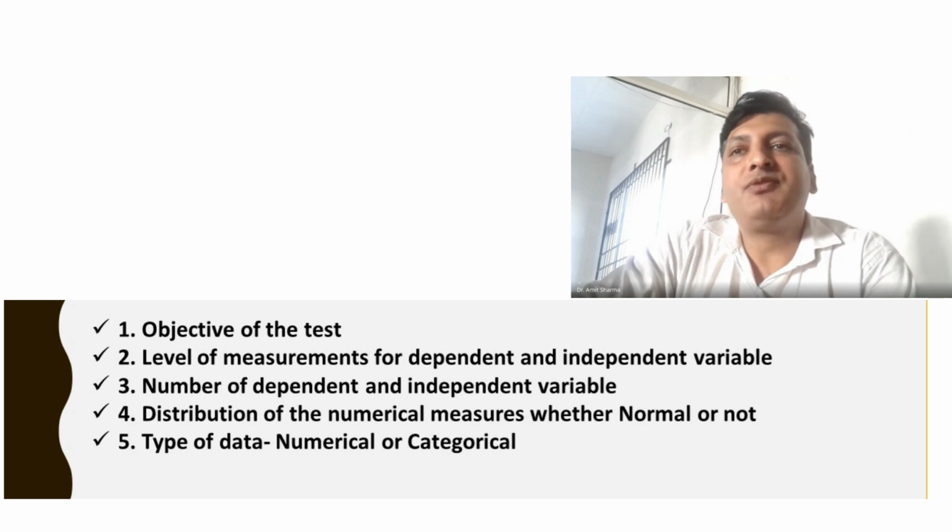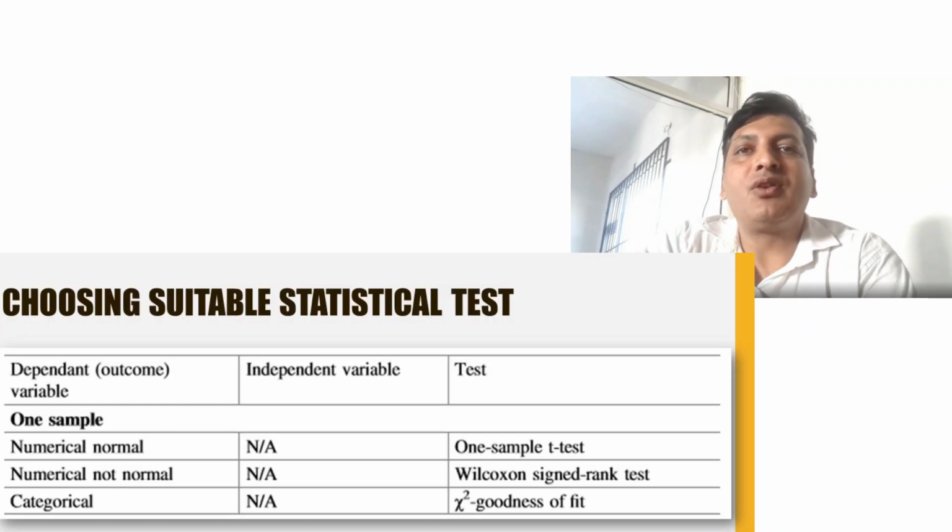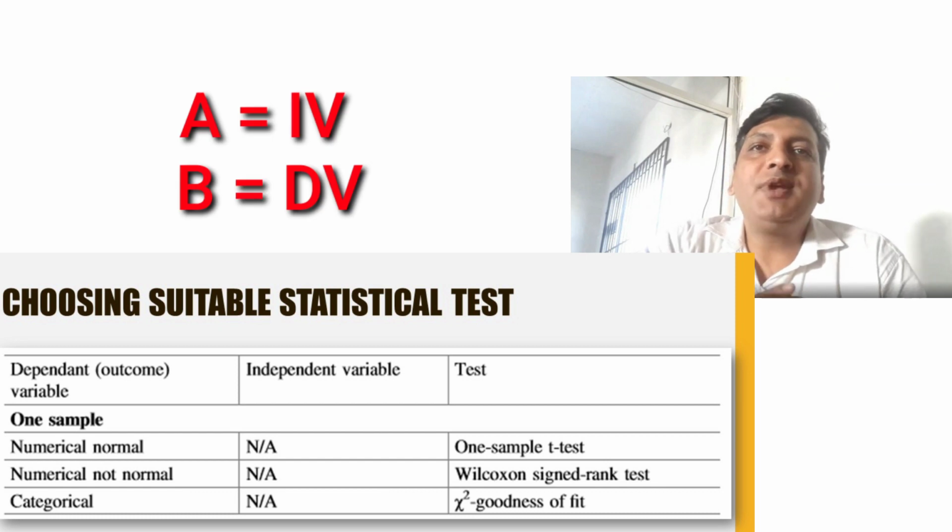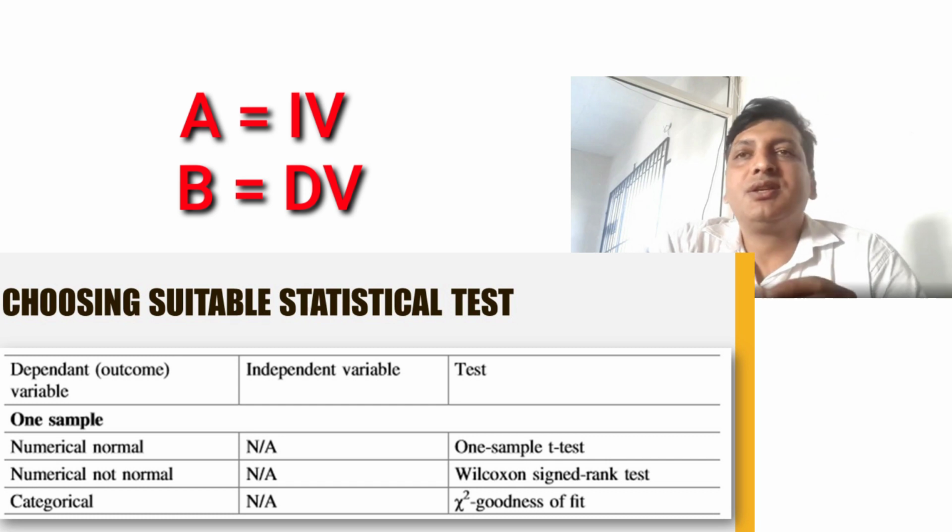And the fifth point, which I have already discussed, is the type of data. What do we have, numerical or categorical? To explain all these five things, I have made two different tables based upon the different circumstances we usually get in research. So how do we choose the suitable statistical test?